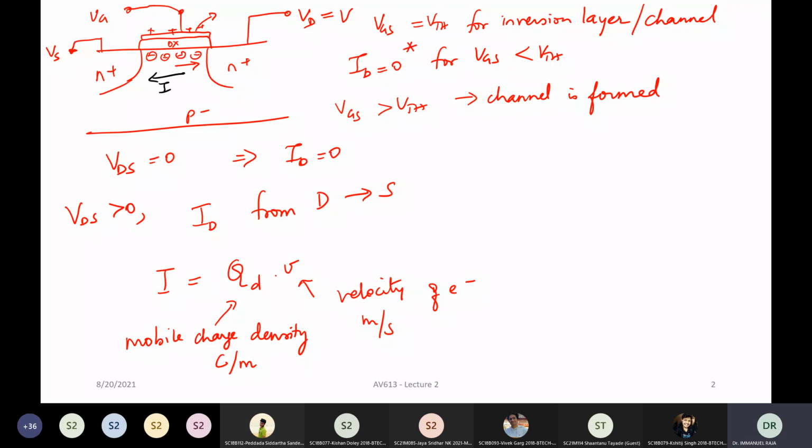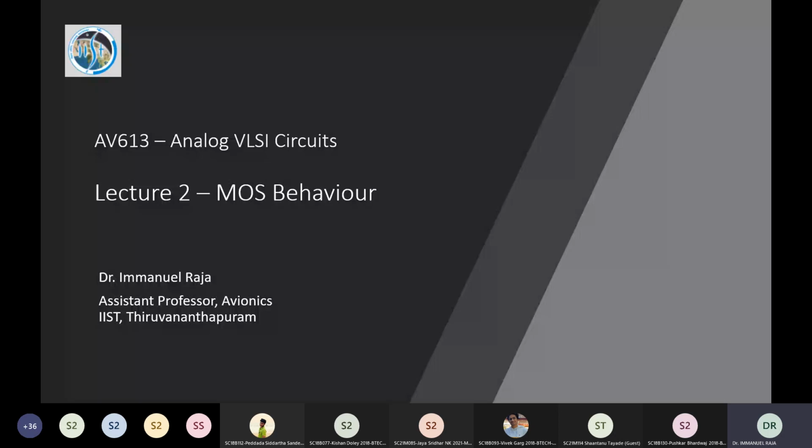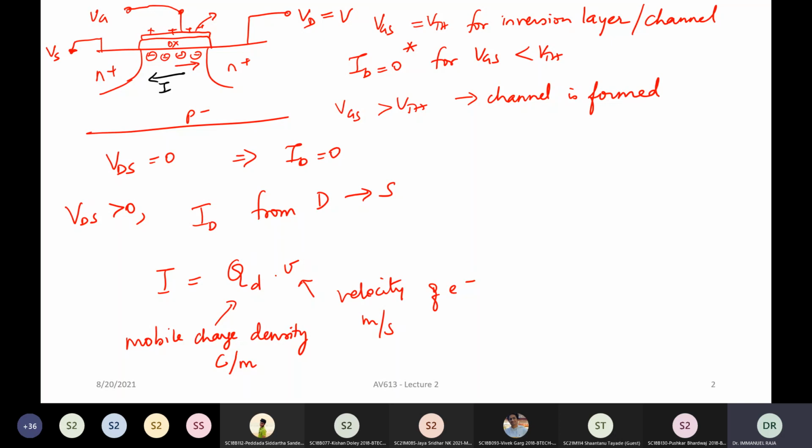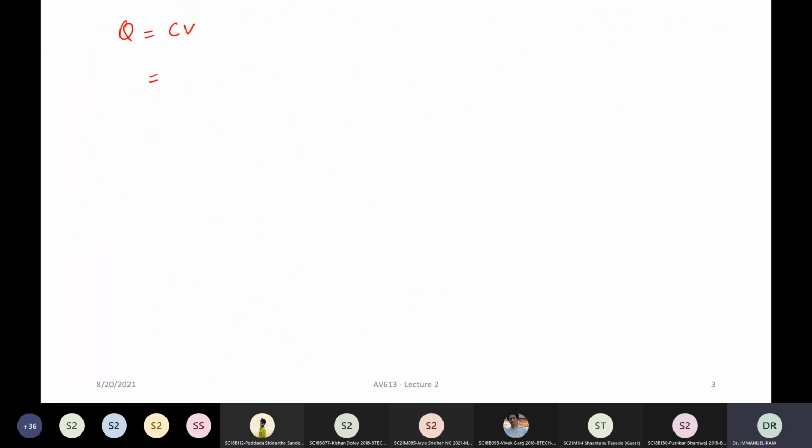All right. So now, when we are interested in the charge that is there per meter, how can we represent it? We know that Q is equal to CV. Here we can see that there is a capacitance in existence, right? You have metal on top, a dielectric material, which is your oxide, and on the other side a conductive layer, which is your inversion layer. So this is nothing but a parallel plate capacitor, and for a capacitor, the charge is given by capacitance times the voltage across it.